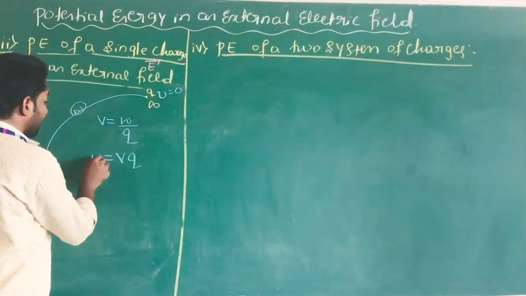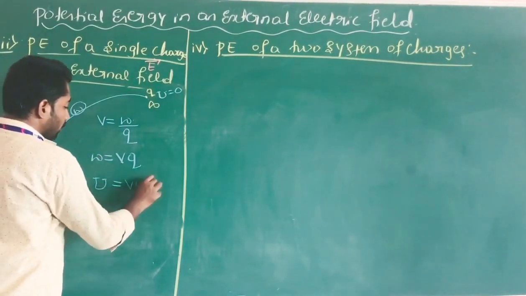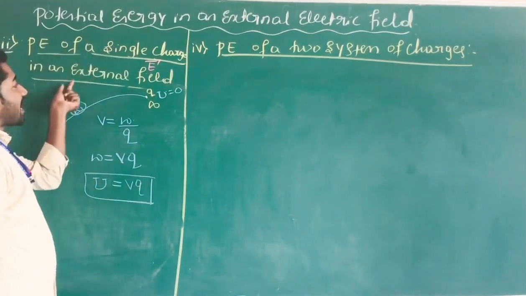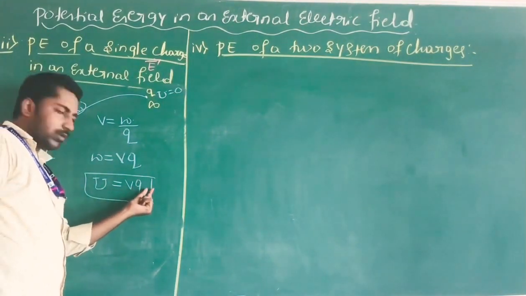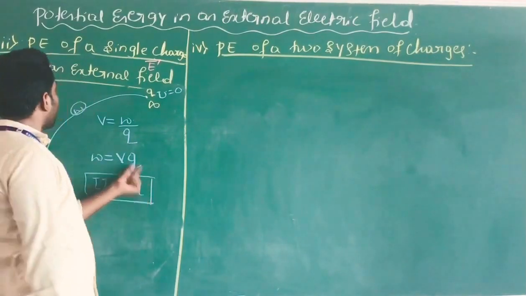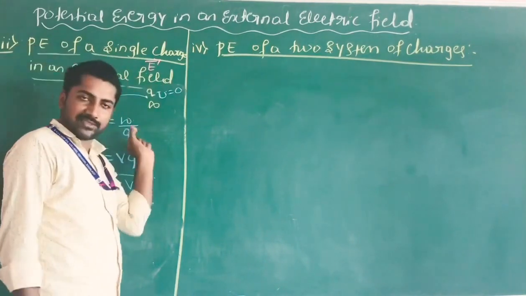But here this work done is stored as a potential energy. Then we get U is equal to V into Q, which is the expression for potential energy of a single charge in an external electric field. This is the third case.